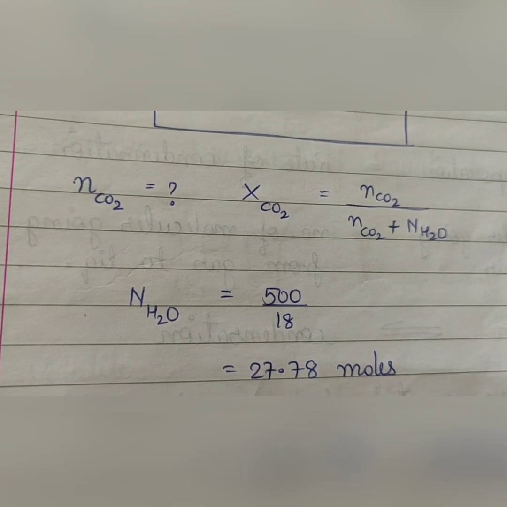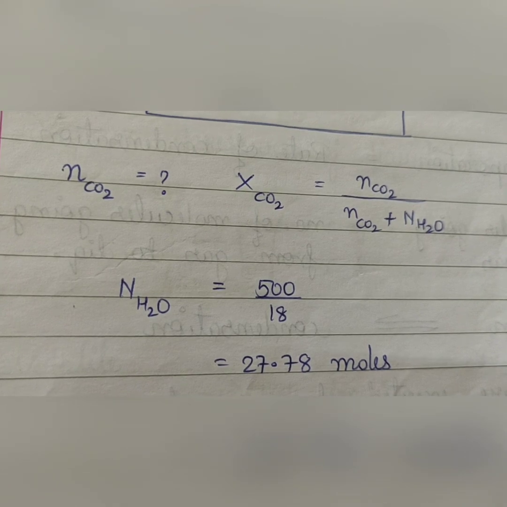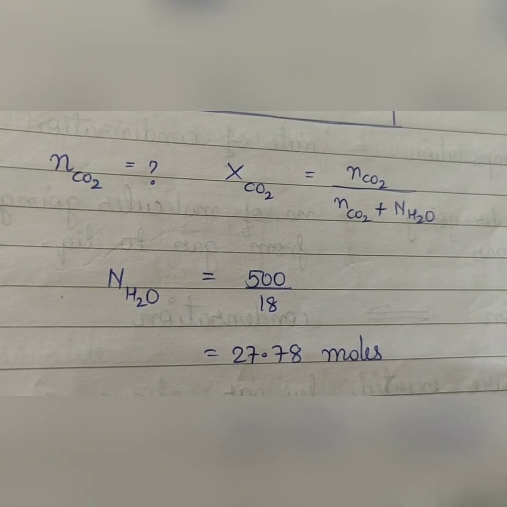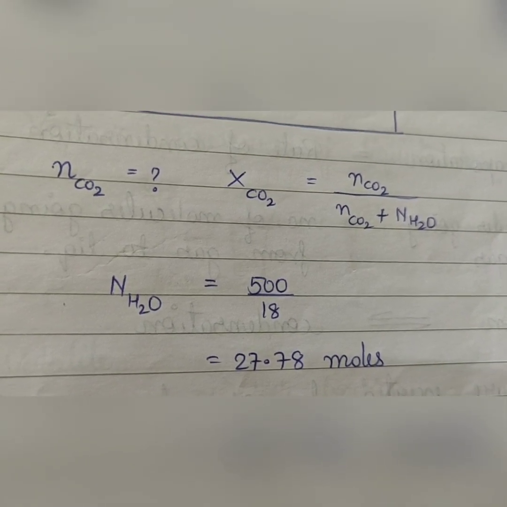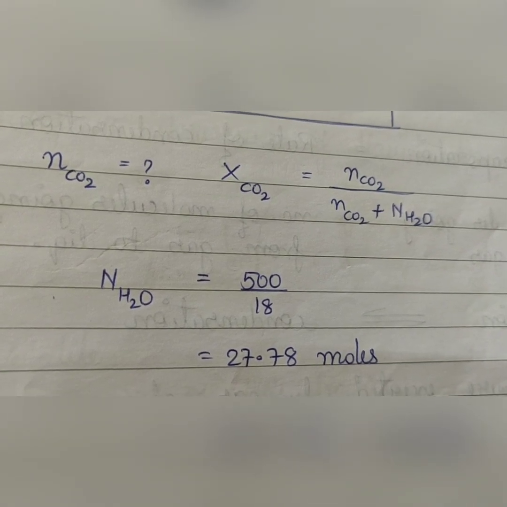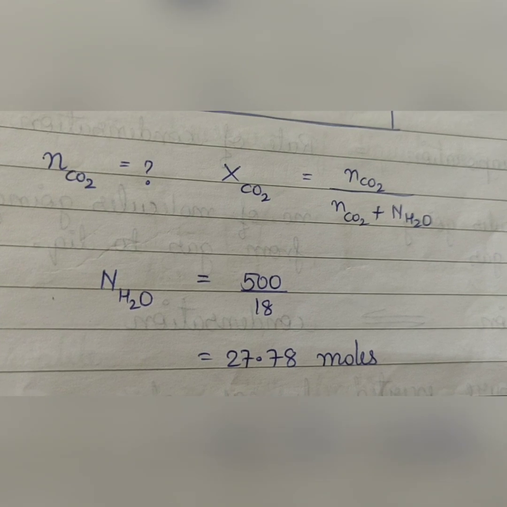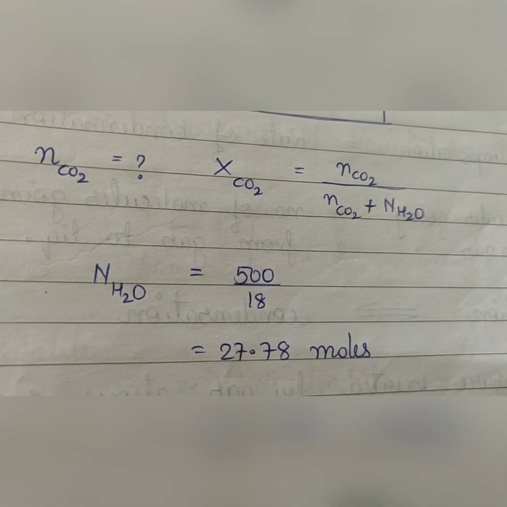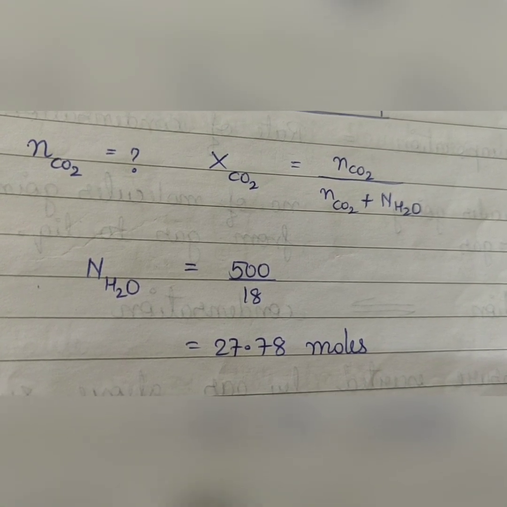We are given 500 ml of soda water, so we'll take 500. Density is not mentioned, so we'll keep it as 1. So 500 by the molecular mass of water, that is 18. How many moles? 27.78 moles. The number of moles of water sums up to be 27.78 moles.